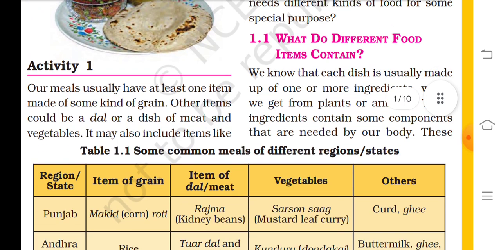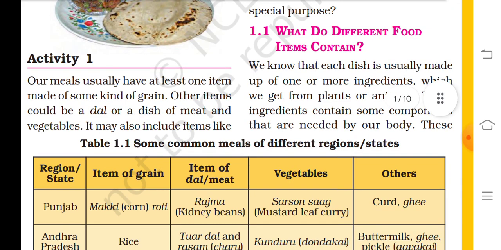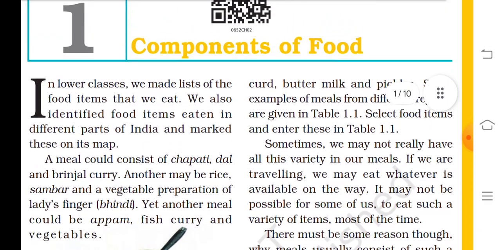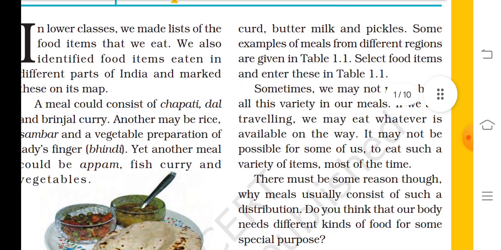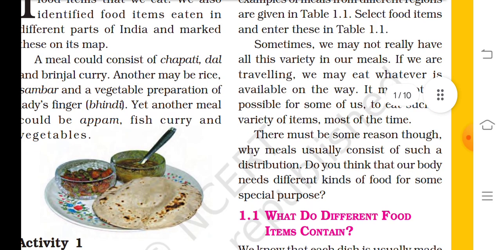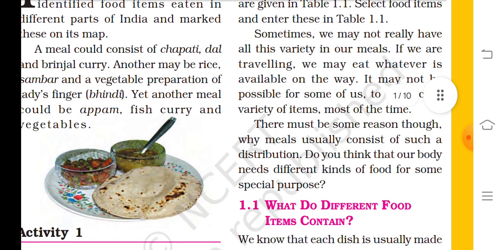Our meals usually have at least one item made of some kind of grain. Other items could be dal or a dish of meat and vegetable. It may also include items like curd, butter, milk and pickles. Some examples of meals from different regions are given in Table 1.1. Select food items and enter these in Table 1.1.